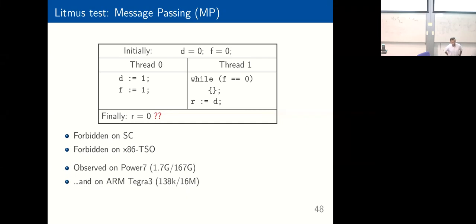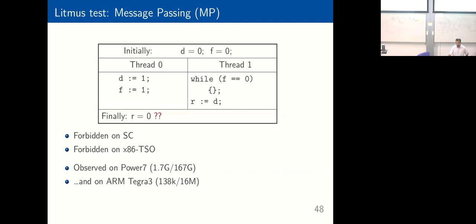And even on x86 TSO, because the store buffers are first in, first out, before the store of 1 to F makes its way to thread 1's load, the store of 1 to D must also make its way there. So it would be forbidden on x86 TSO, and we can test this. It's never observed on x86. On some other processors, meanwhile, it's very much observed. How come?